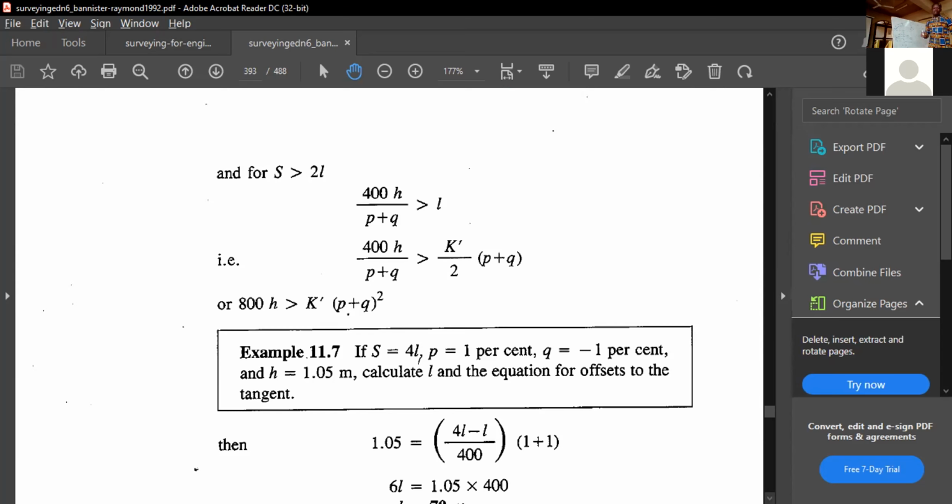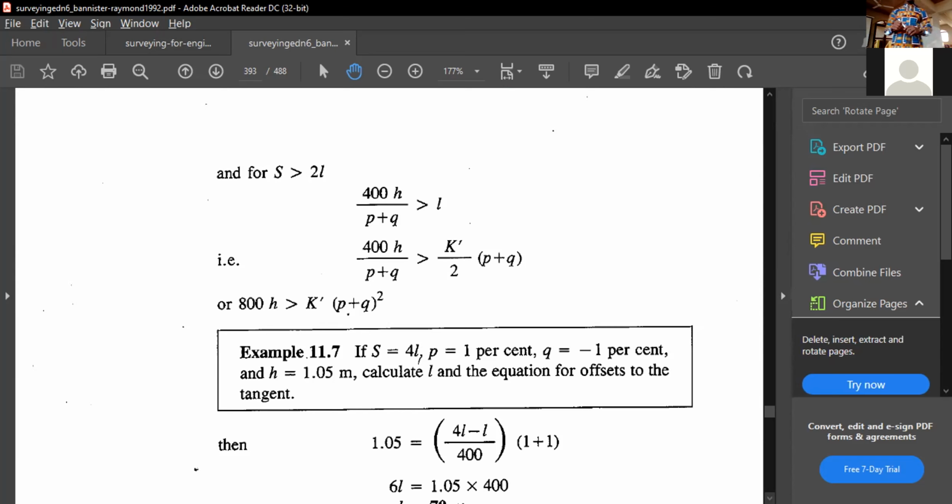Given this, calculate L. So we're going to use the formula for L. We know H, we know P, we know Q, we know S. Simple, isn't it? And the equation. So S is equal to 4L. S is equal to 4L. The equation for offsets, of course, from the gradients.